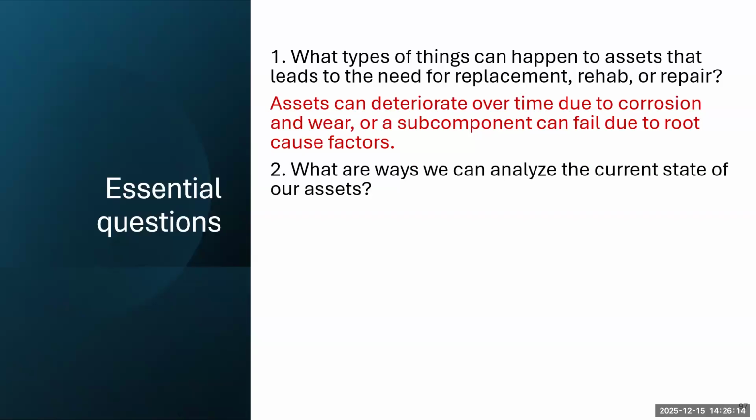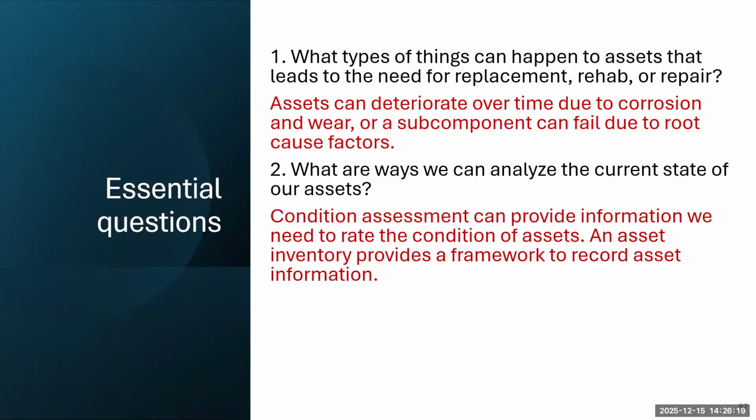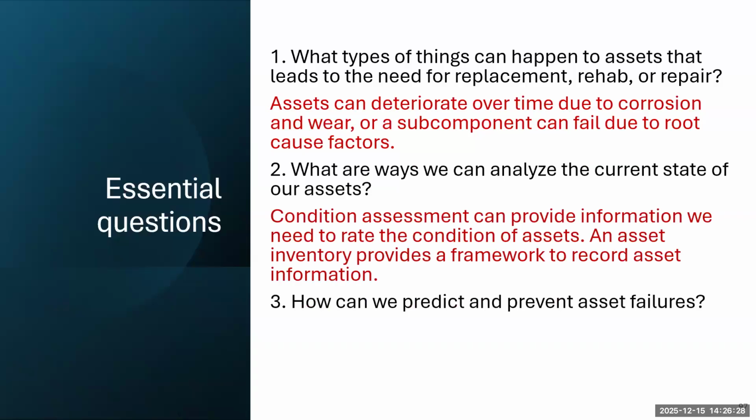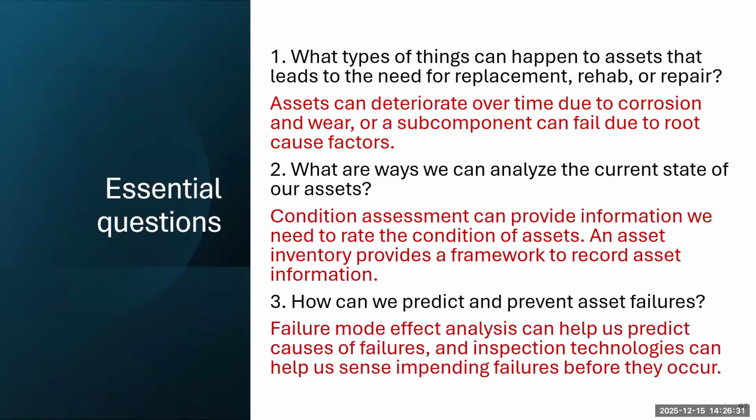What are ways we can analyze the current state of our assets? We can use condition assessment to provide the information we need to rate the condition of assets. And also we can create an asset inventory so we can have a framework to record asset information. And how can we predict and prevent asset failures? Well, one of the ways is to use failure mode effect analysis to help us predict causes of failures and inspection technologies to help us detect a failure that's about to happen before it actually fully occurs.